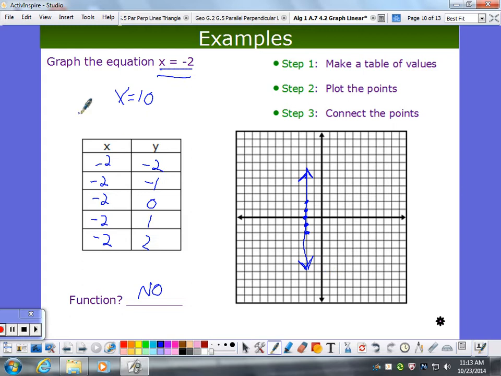Think about this. These are all 10s now, like all the way up here. I'll go this way, right? Wherever 10 is. What about x equals negative 7? Down here somewhere. X equals 50, way out here somewhere, up and down. So these are always vertical lines.